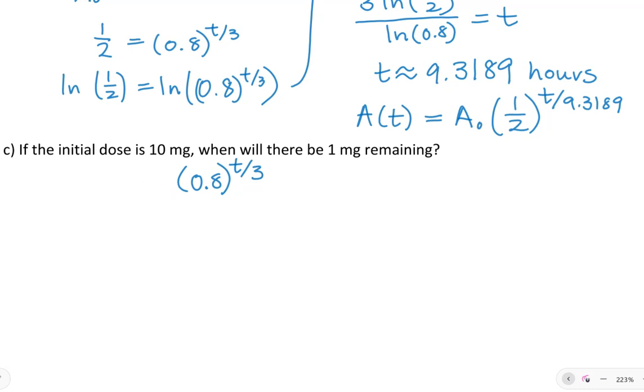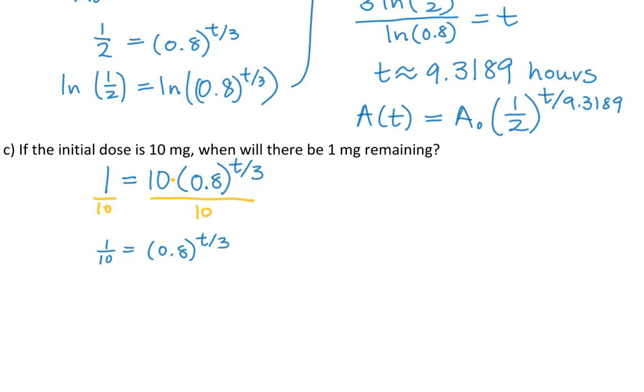And I can actually do a little bit better. I was told now that I started with 10 milligrams, and I'm being asked to find when I'm down to 1 milligram. So this is asking me to set my equation equal to 1. I am trying to solve for t. There's only one of them, so this is going to be a reverse order of operations type solve problem. The first thing that I need to get rid of is the 10, and it's attached by multiplication, so I will divide. So I get 1/10 equals 0.8 to the t over 3.